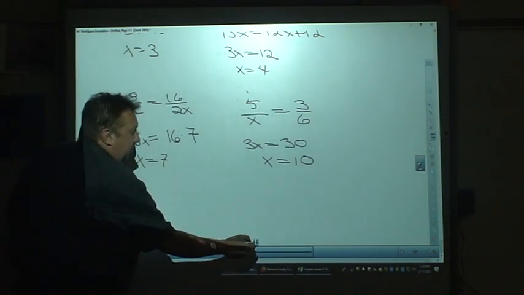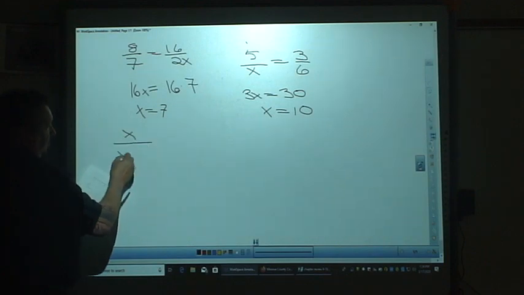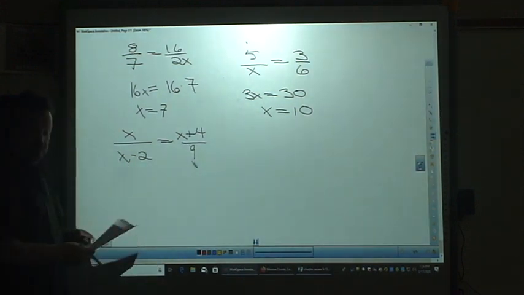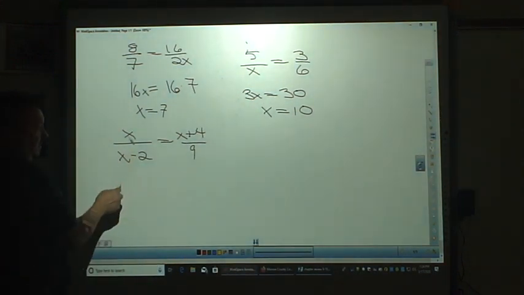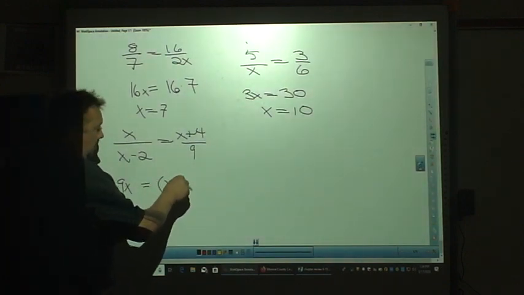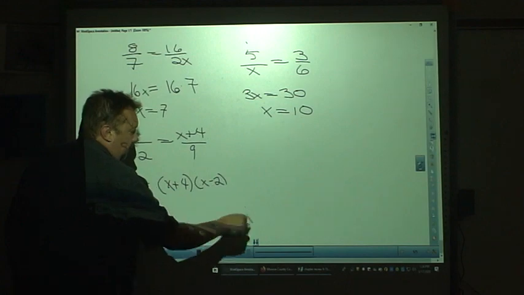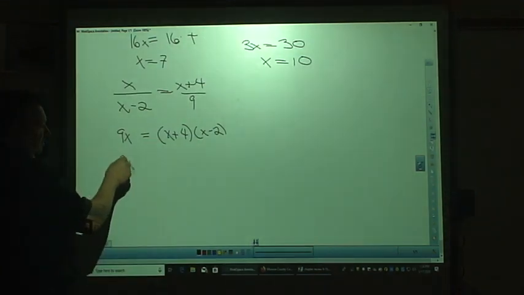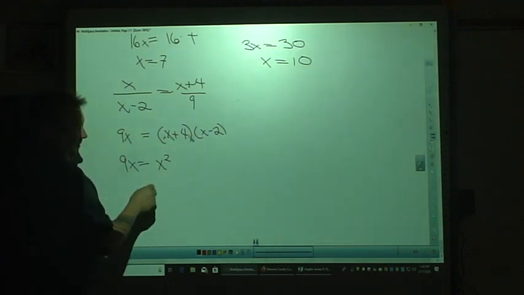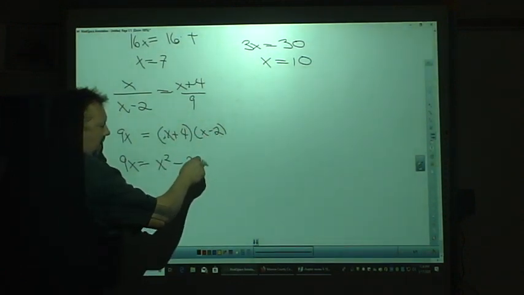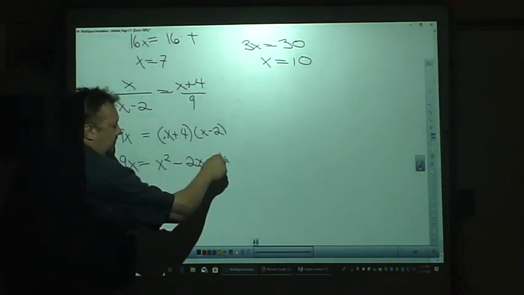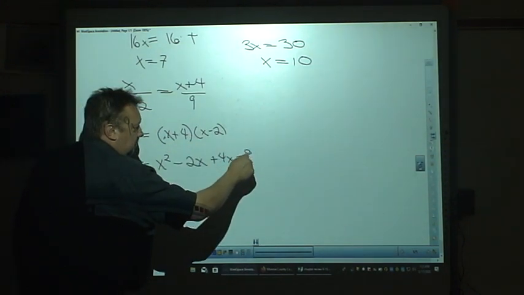Number 11 is going to be a little more difficult because we end up getting a quadratic. So what we're going to do first is we multiply the 9 times x, 9x. That's going to be equal to x plus 4 times x minus 2. So we have 9x equals, multiply this out with FOIL, so we have x squared, x times x, minus 2x, plus 4x, minus 8.